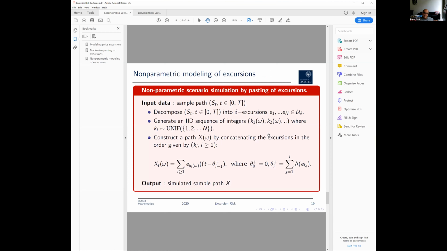The features, including height and duration distribution of the delta excursions, are conserved. And what we also know is that if the process S is Markov, then this construction gives you a process with the same law as S, because then these are IID, and when I shuffle them, I'm not changing the law of the IID sequence. So this construction will give me back X with the same law as S.